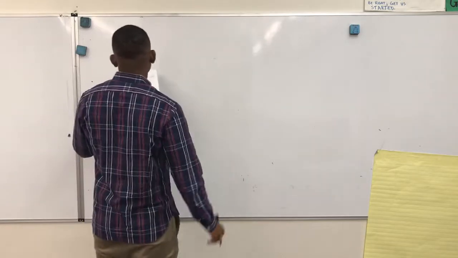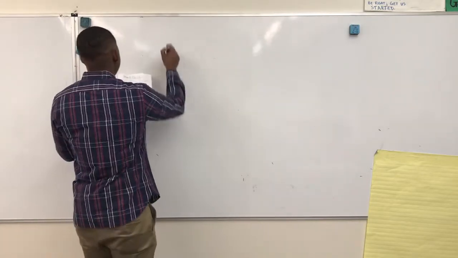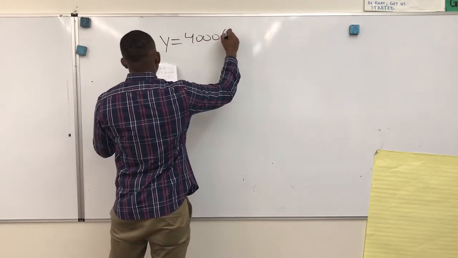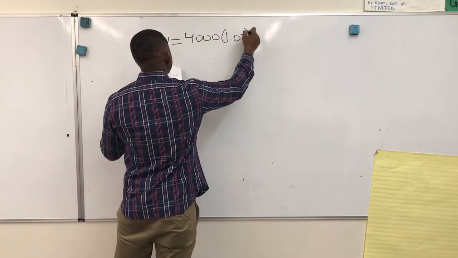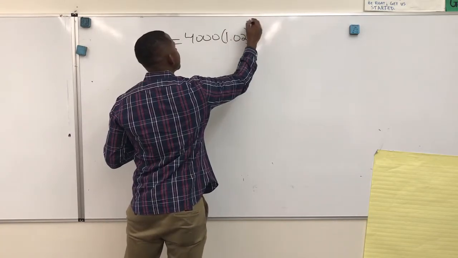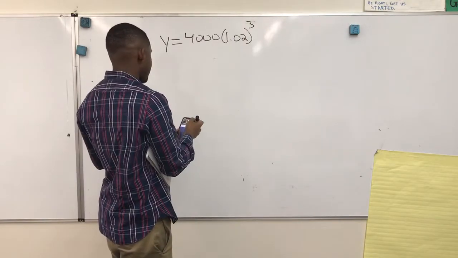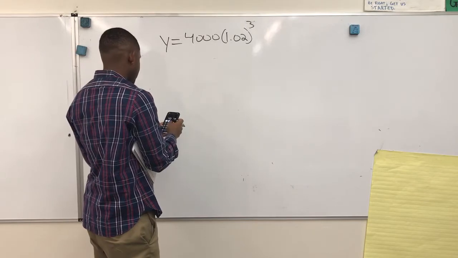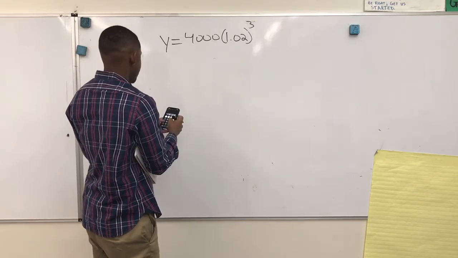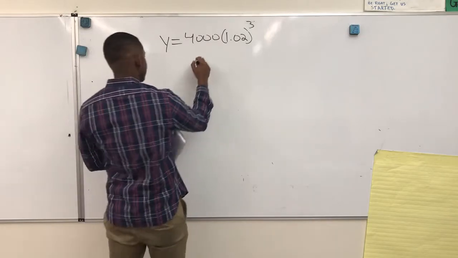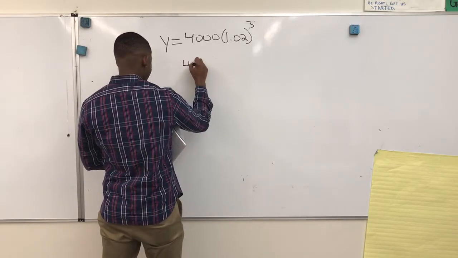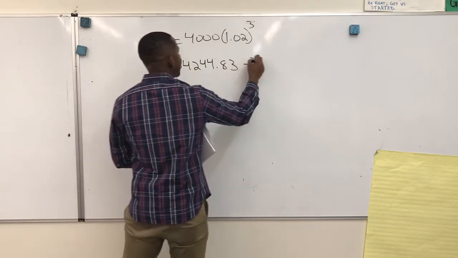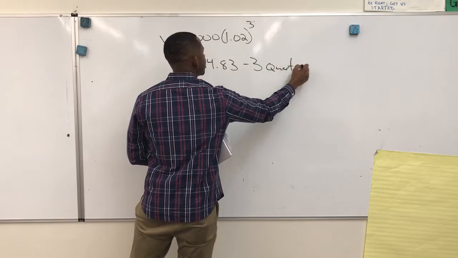Right, so hopefully you figured it out. You have y equals 4,000 times 1.02 to the third, because you're doing that three times. We have 1.02 times 1.02 times 1.02 equals that. 4,000 equals, looks like we have $4,244.83. That's after 3 quarters.